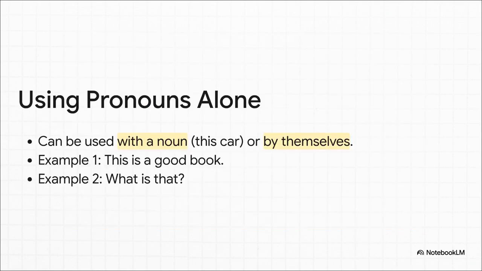Now, here's something else that's really important. These words are so useful that they can stand all by themselves. You don't always have to say a noun after them, like this car. For instance, you could just hold up a book and say, this is a good book. Or you could point at some strange object in the distance and ask, what is that? The meaning is totally clear without adding anything else.